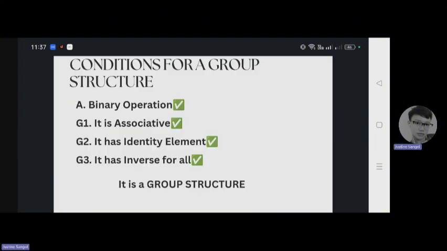So the conditions for a group structure: a binary operation, check. G1, it is associative, check. G2, it has an identity element, check. G3, it has inverses for all, check. So therefore, it is a group structure, and we found out that the table that we made in task number 1 and the table that we get here in the permutation are isomorphic.